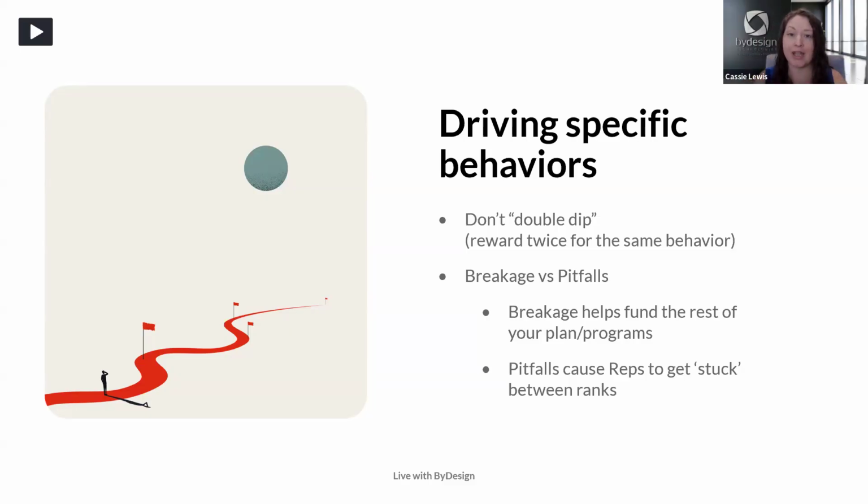But if your comp plan has multiple payouts for the same type of rep and the same behavior, then that's overpaying. And you can use that money elsewhere to drive other behaviors within your comp plan. So look for whether that comp plan is paying out more than once for the same activity. All you're doing is cutting into your margins there and wasting money that you could be using elsewhere.